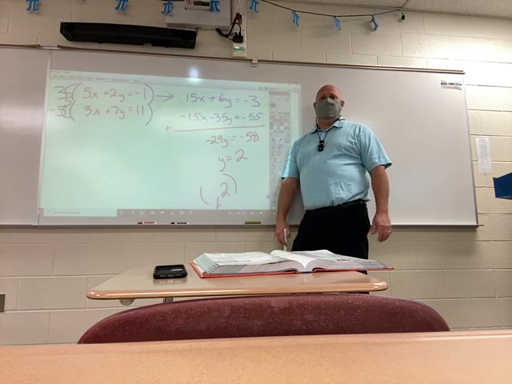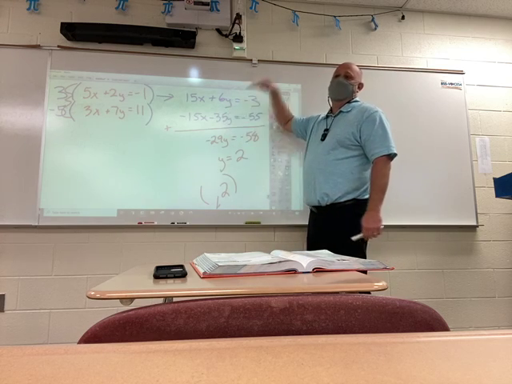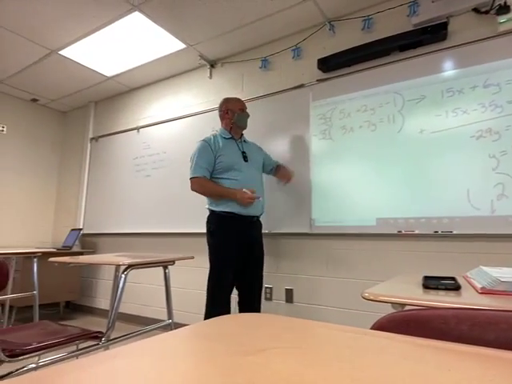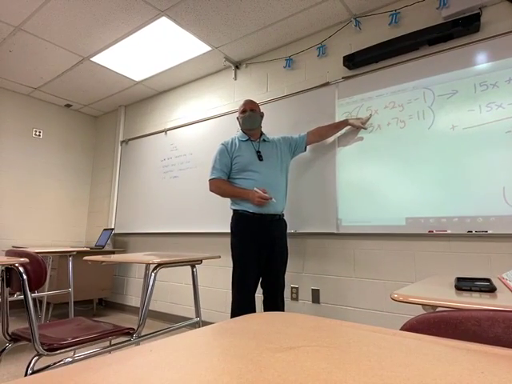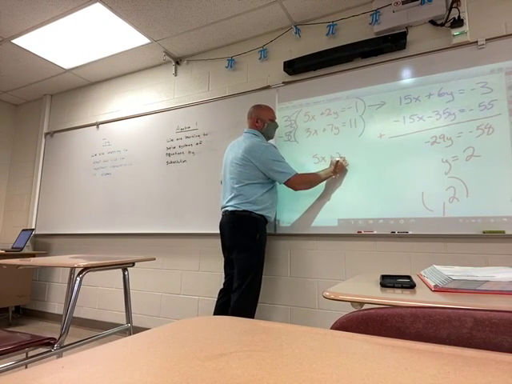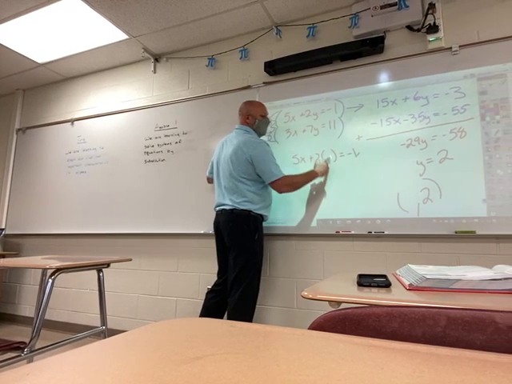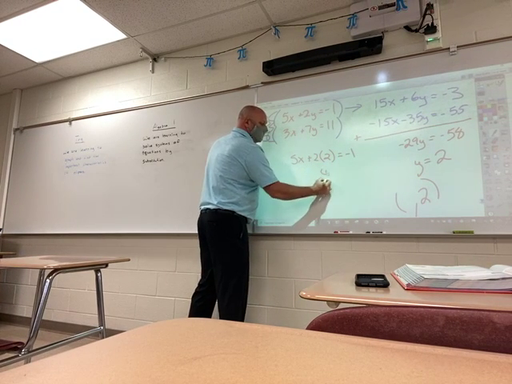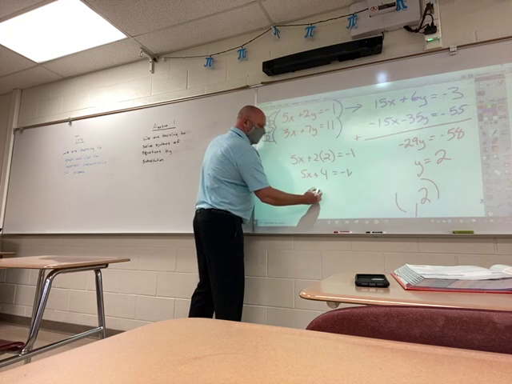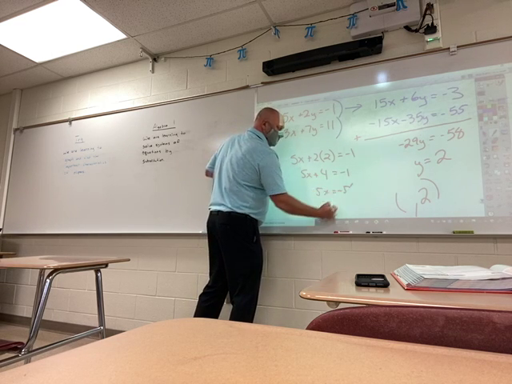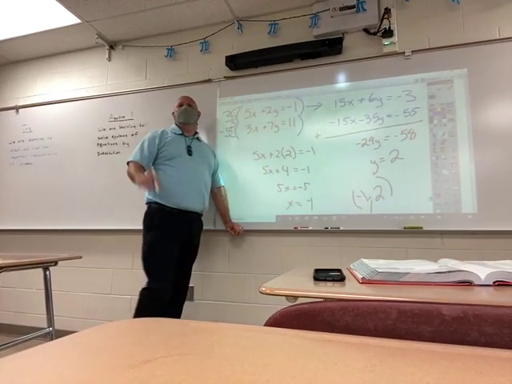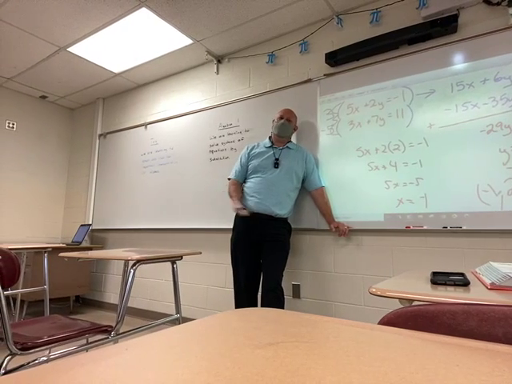How do you find the x value? You can plug it in here. You can plug it in here. You can plug it in here or here. The choice becomes yours. Most people, I think, would choose that first one. So you got to do 5x plus 2y equals negative 1. The y is 2. 2 times 2 is 4. Subtract the 4. Divide. And you get negative 1. Should I be done? No. Again, you should check your answers.